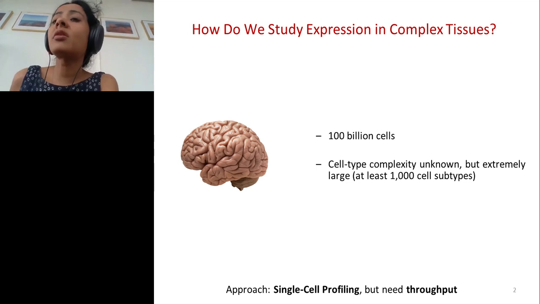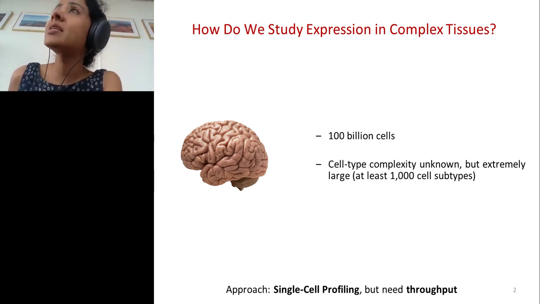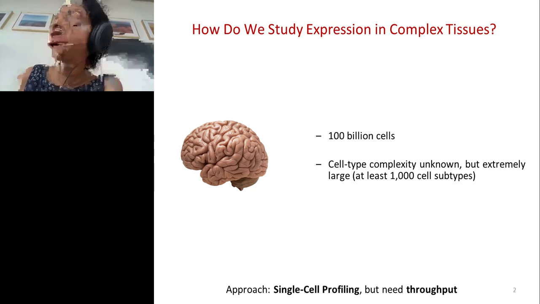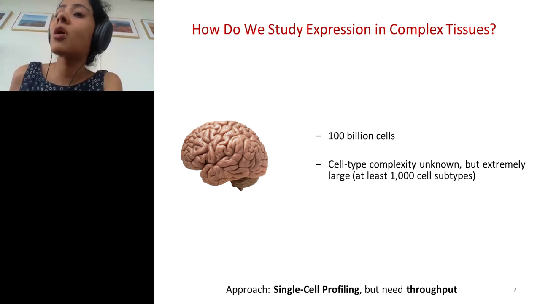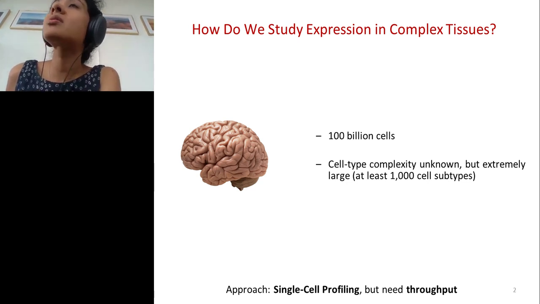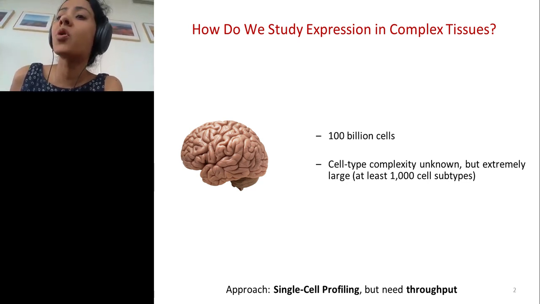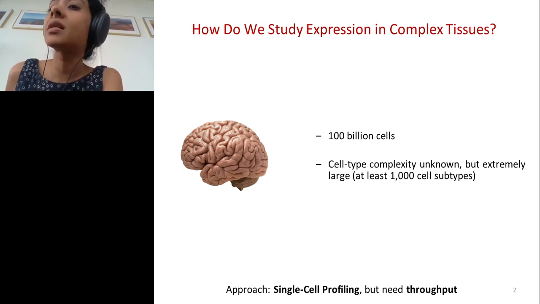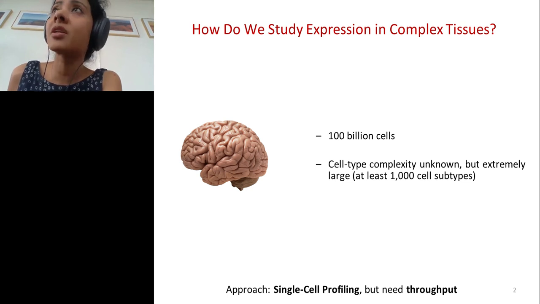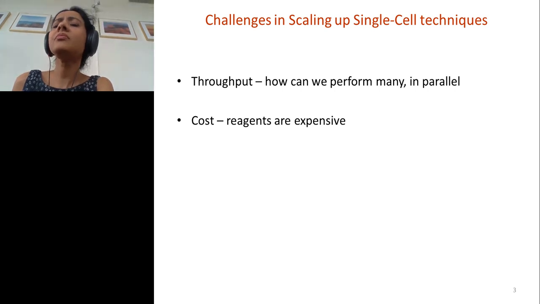We are going to be talking not just about profiling single cells for gene expression, but we are also going to talk about throughput. It is not enough to look at single cells, but it is very important to look at many cells, thousands of cells, tens of thousands of cells, if we are to understand the complex nature of these tissues, like the brain, the immune system, and the complex tumor microenvironment, for example.